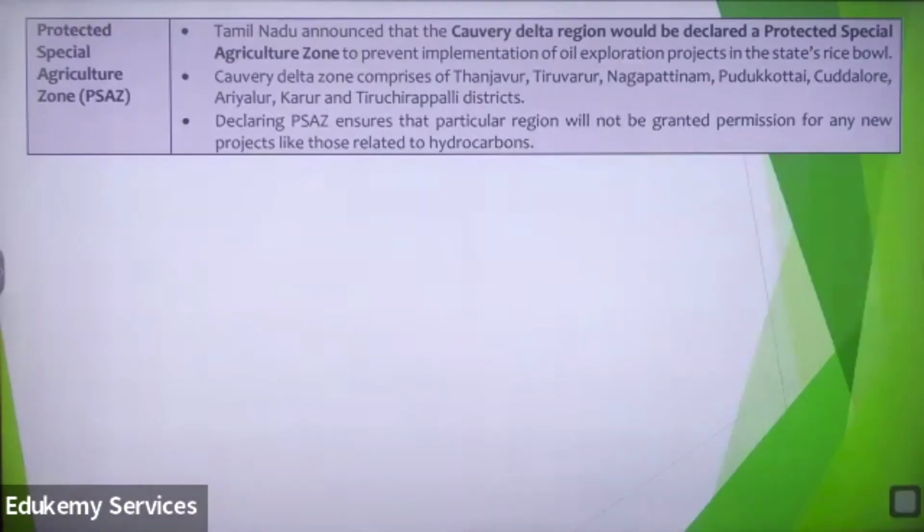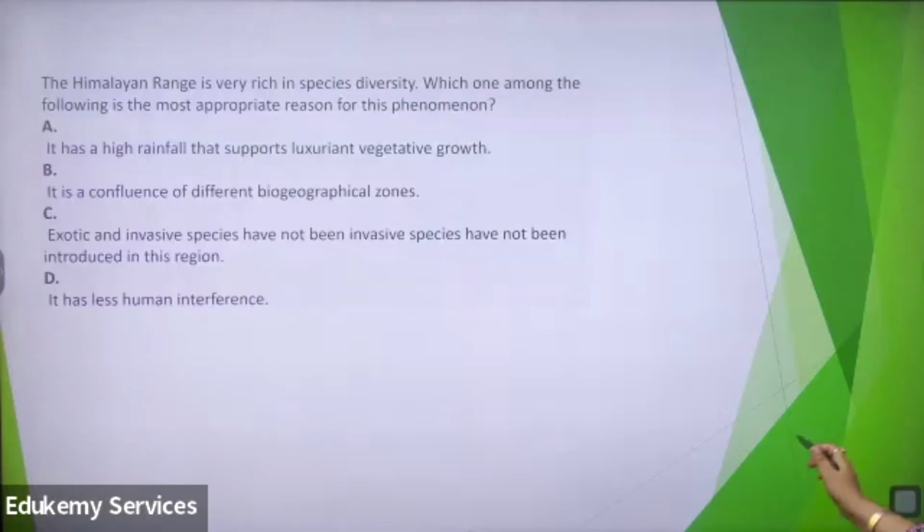Then you have the special agricultural zone. It was specially for the Kaveri region. The Kaveri Delta was declared as a special protected agricultural zone to avoid oil exploration, because it is a very important agricultural area. It is called the state's rice bowl, and it also has religious sentiment attached to it. Please attempt this question very fast.